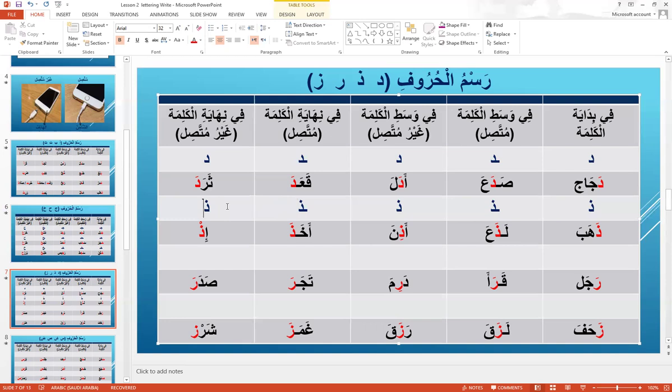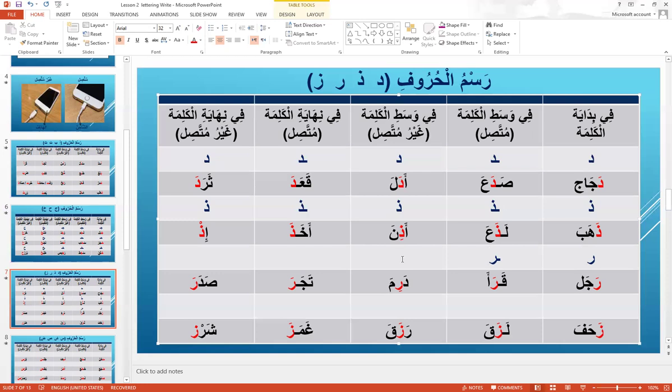Okay. So also likewise, raw, it's one of the alphabet that does not connect on the left. So raw and zay are written the same way. Raw doesn't have point, zay has point. So raw also doesn't connect, so it's going to be written normally without any connection on the left. So في وسط الكلمة متصل, raw at the middle of the word, connected. So we draw the connection and we'll just write raw.